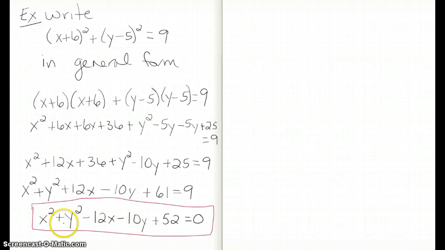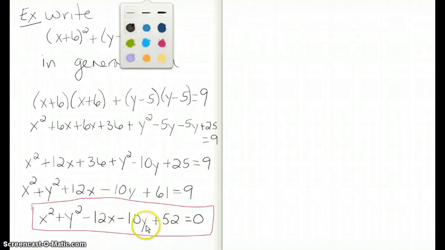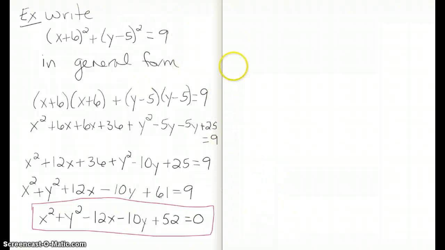Personal preference, I guess. Again, remember that these numbers that are here, this -12, -10, and 52, don't have any direct relationship to the center and the radius, right? Notice I can't say anything about what the center and the radius are just from knowing those three numbers right there. Notice they're totally different than what we know actually is the center and the radius. The center of the circle is (-6, 5), and 3 is the radius. And those are not numbers that appear here.